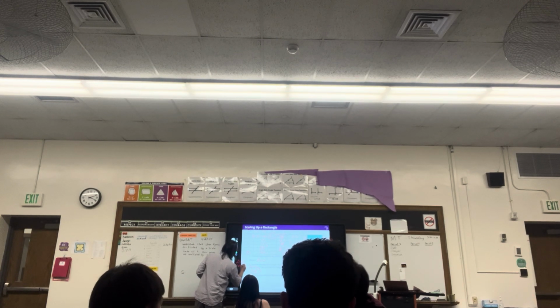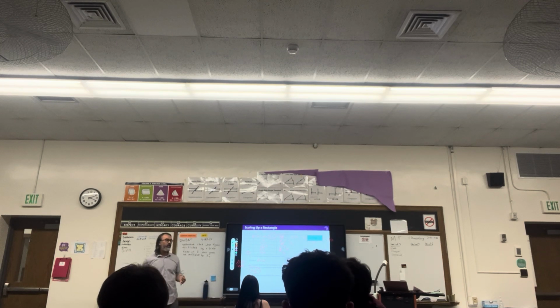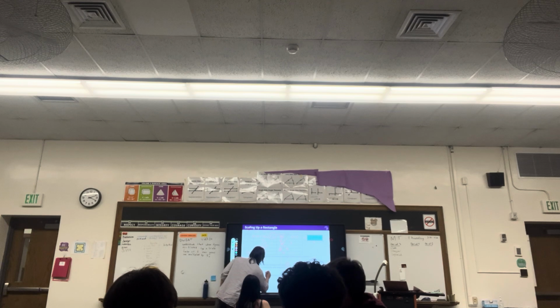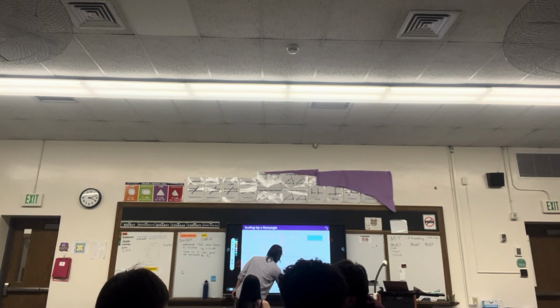So what is the new dilated width? How can we represent that? Boom, KW. KW, right? So this is the dilated length.